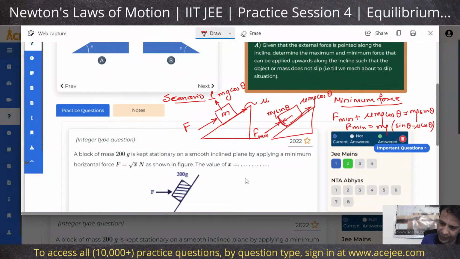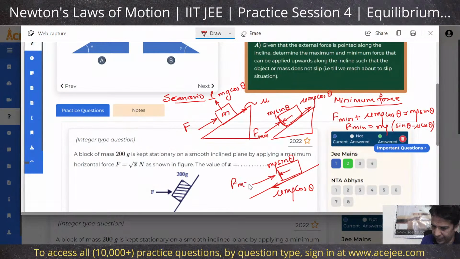Now let's talk about the maximum force. The maximum force scenario is where you are pushing hard enough that the block is about to slide in the upward direction, which means now the frictional force is acting in the downward direction. So there will be a plus sign then. This is your mg sin theta. You are absolutely right. So F maximum will be mg times sin theta plus mu cos theta.